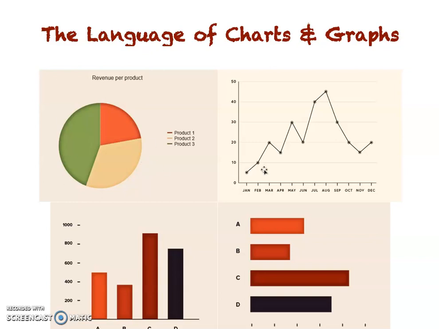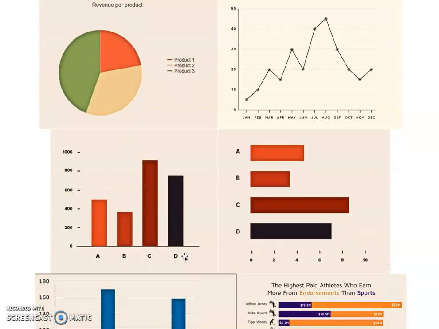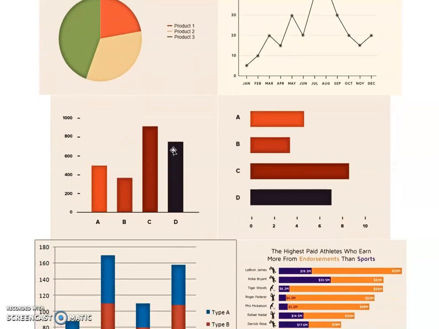Over here we have a chart that has a line that goes up and down, and we call this a line graph because it's using a line to represent the different values. And down here we have two different kinds of bar graphs.